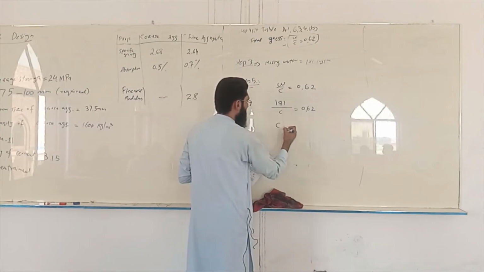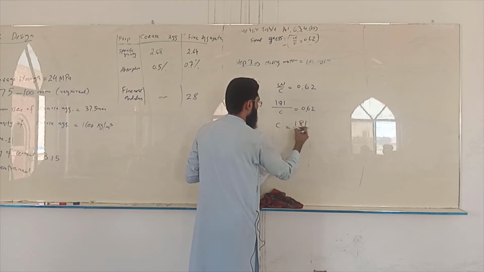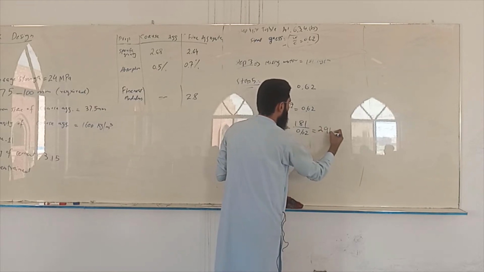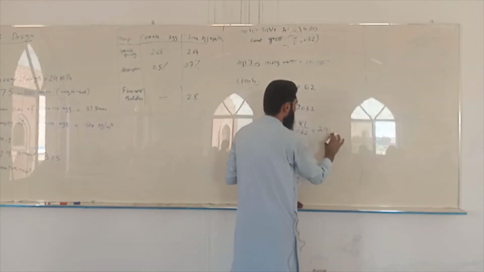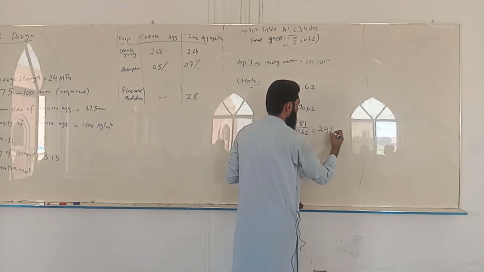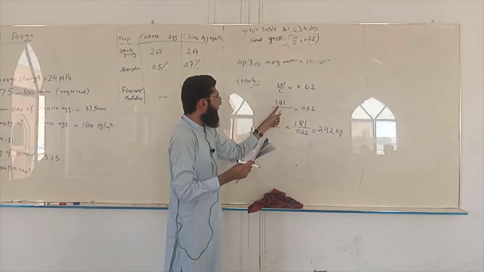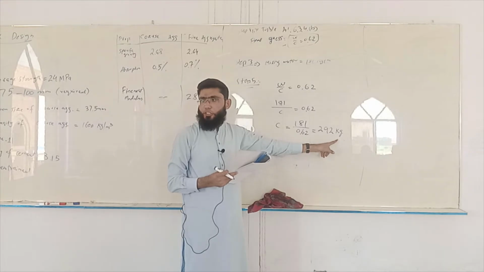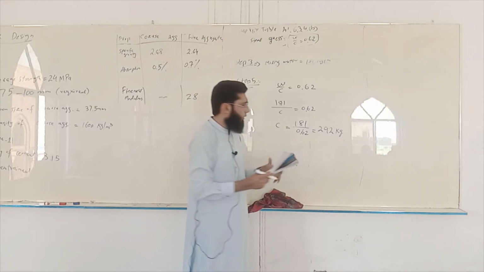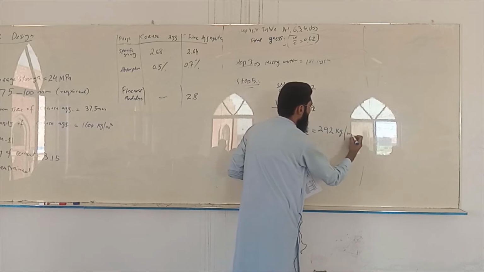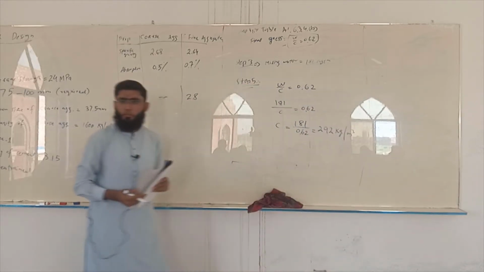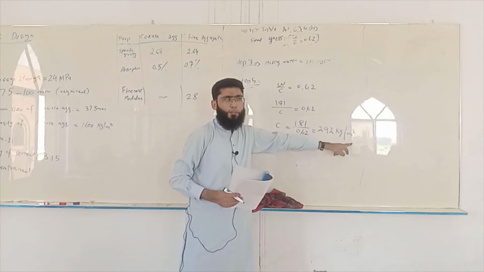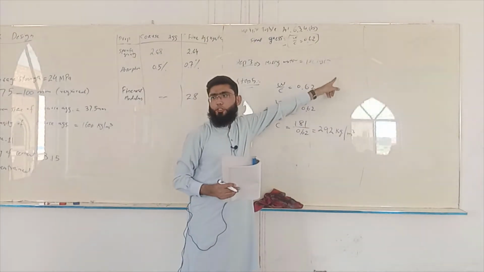Okay, so it is 291.9, so better say 292. Because this was kgs of water for every meter cube of concrete, this will be kgs of cement for every meter cube of concrete. Okay? It's important to keep understanding what these numbers actually mean. Kgs of cement per meter cube of concrete. This was kgs of water per meter cube of concrete.